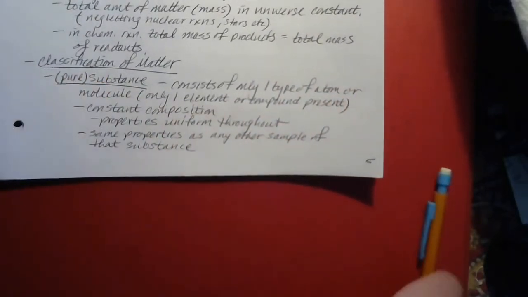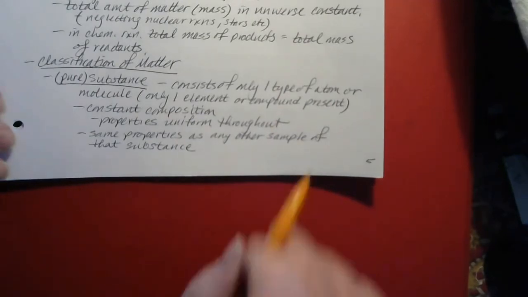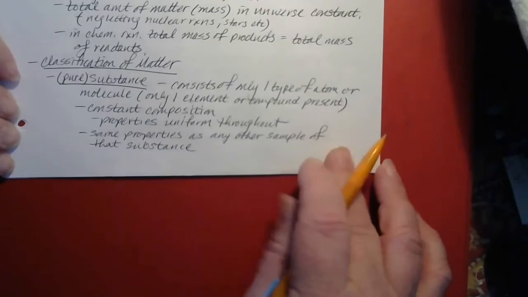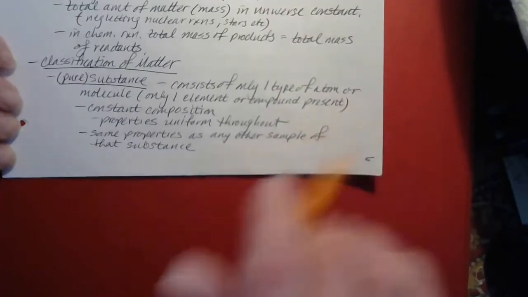There are other ways to classify matter besides solid, liquid, and gas. One of them, which we'll see when we get to the periodic table, is metals, nonmetals, and metalloids. Another is pure substances versus mixtures. All of these different ways of classifying matter are important and very useful.